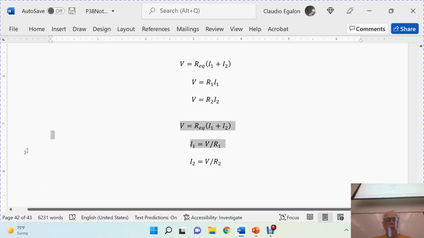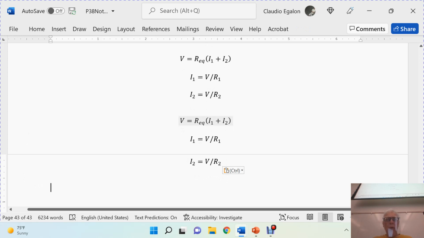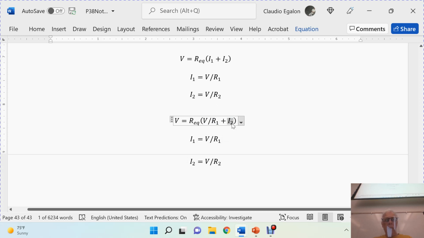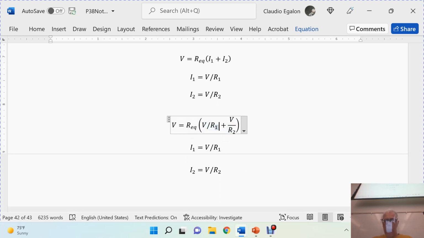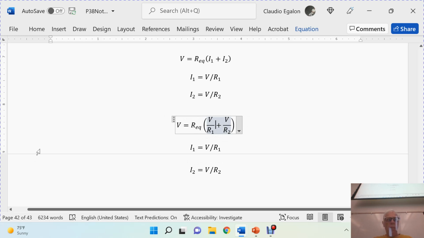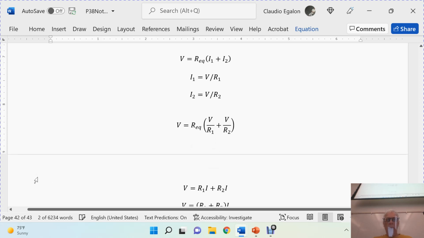Now I'm going to get rid of that and replace I1 in the equation above. Here you go. Right in here. And right in here. Right in here. Here you go. Right there. What else can I do?